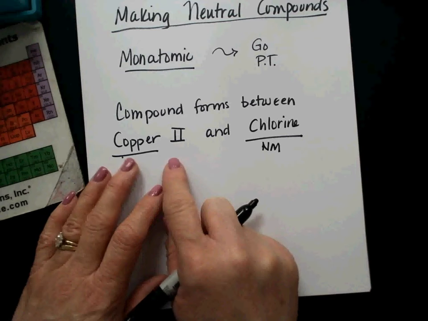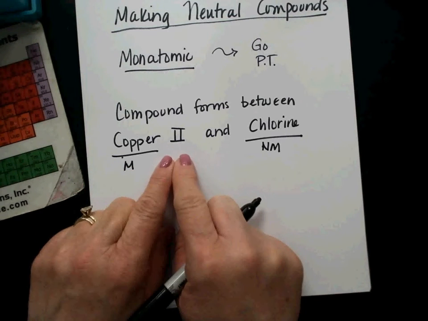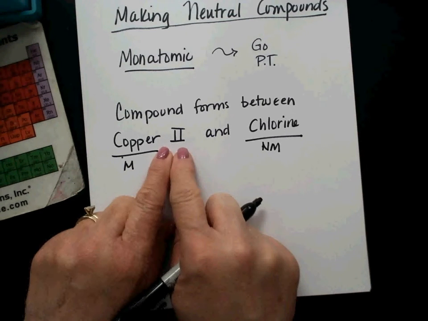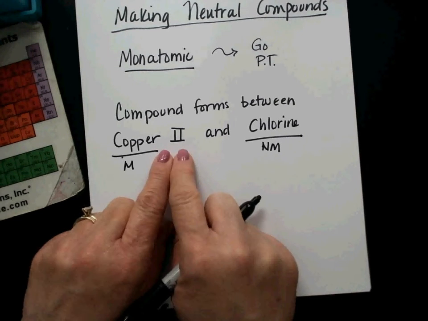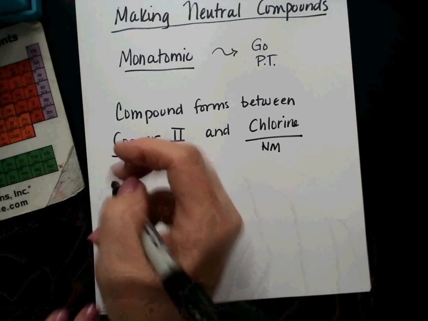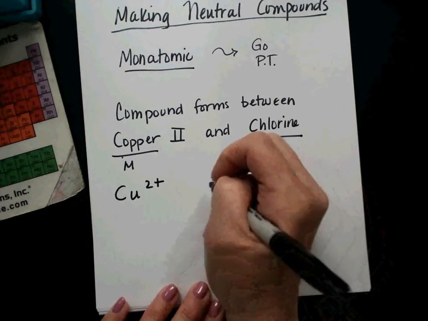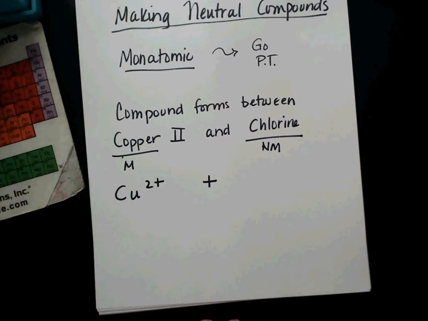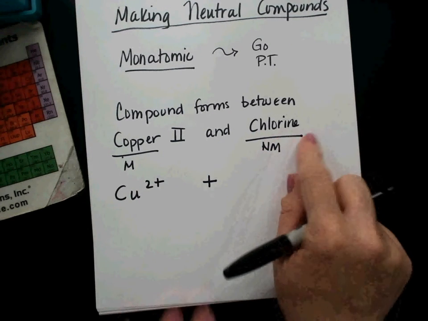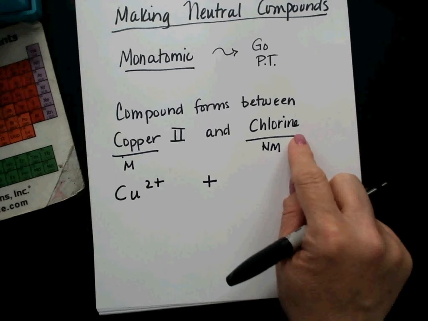What's really nice, what did I do for you? I gave you the stock system. Copper falls in the transition metals, does it not? Look at that. Yeah? So we don't automatically know it's charged, but guess what? Now you do. What's the charge on copper? 2. So I would write that Cu 2 plus. Chlorine has no Roman numeral. There's nothing weird about it.